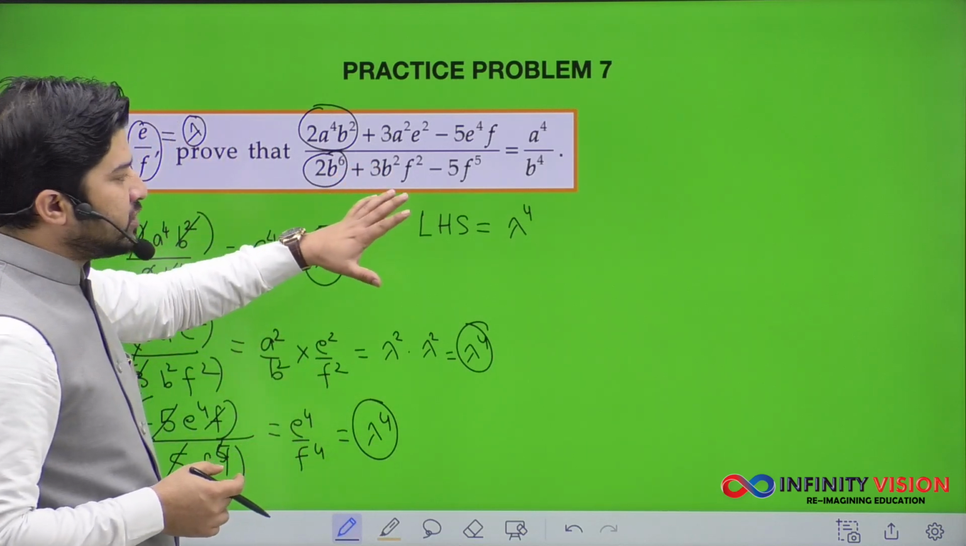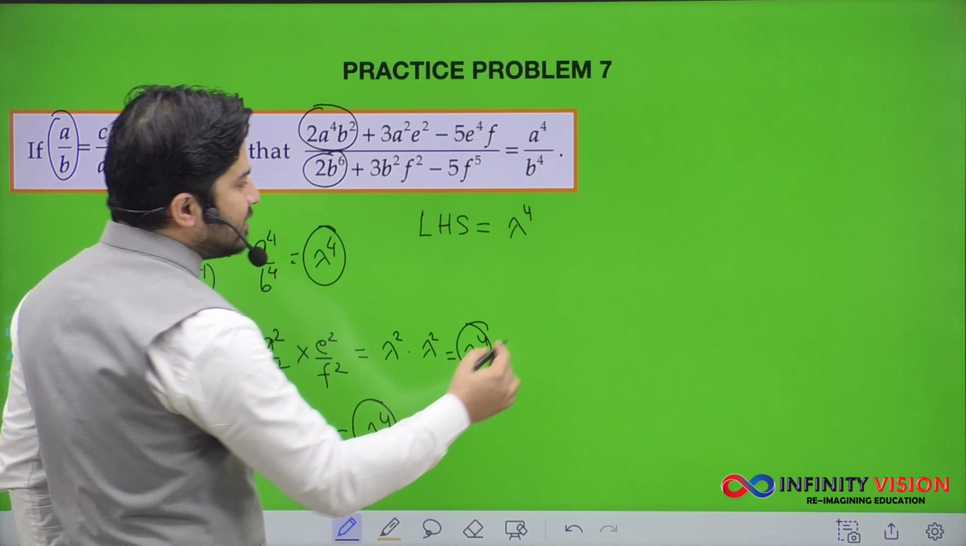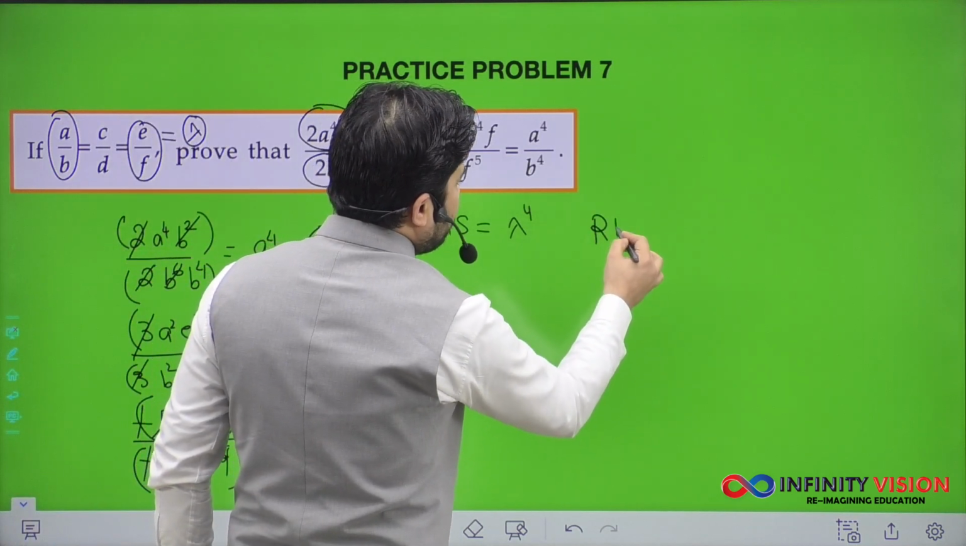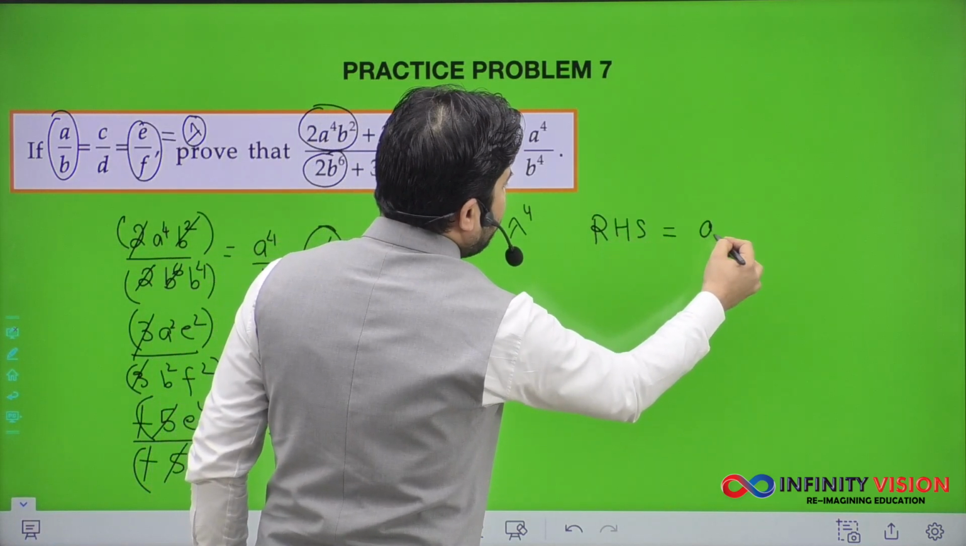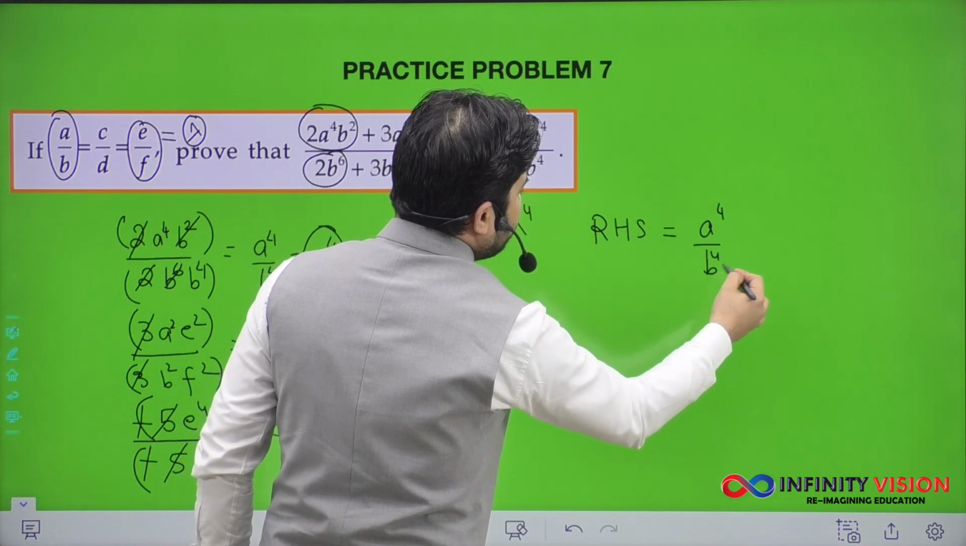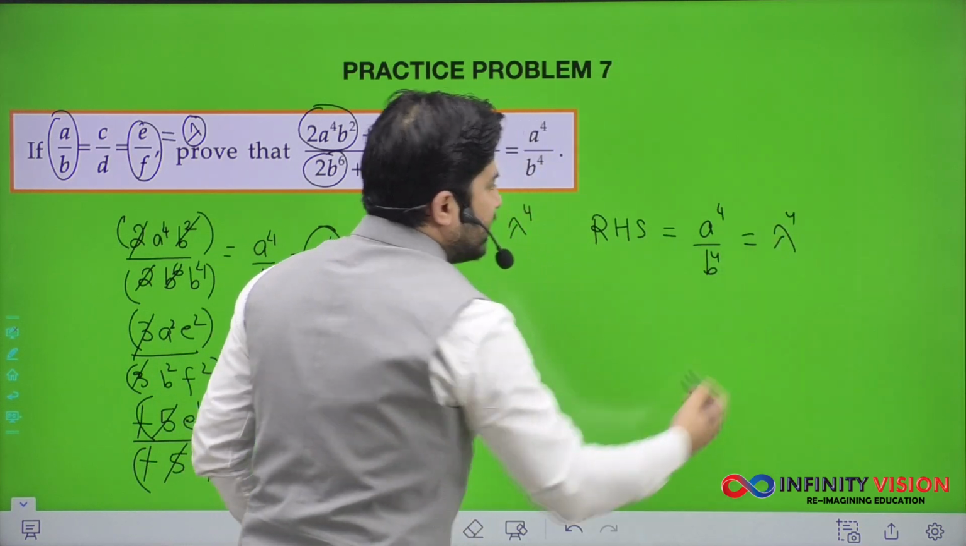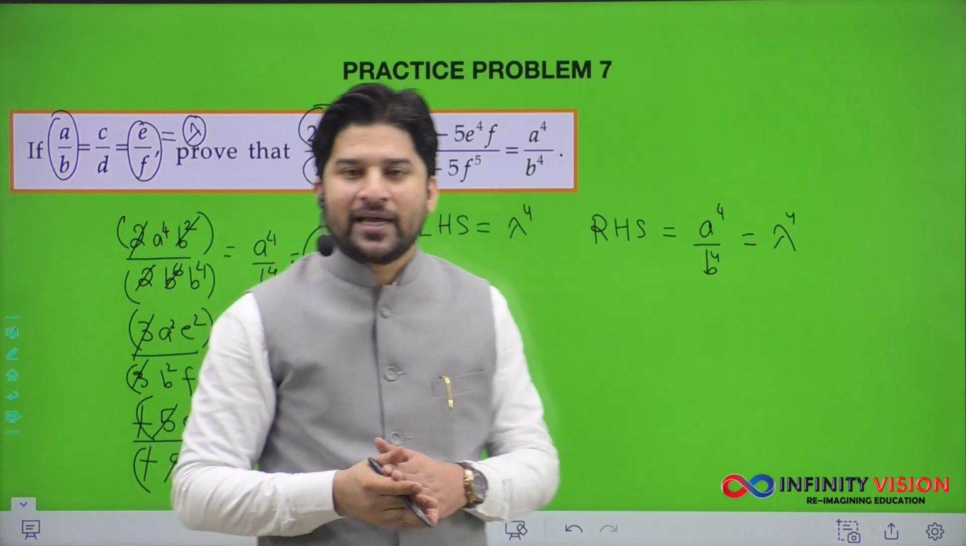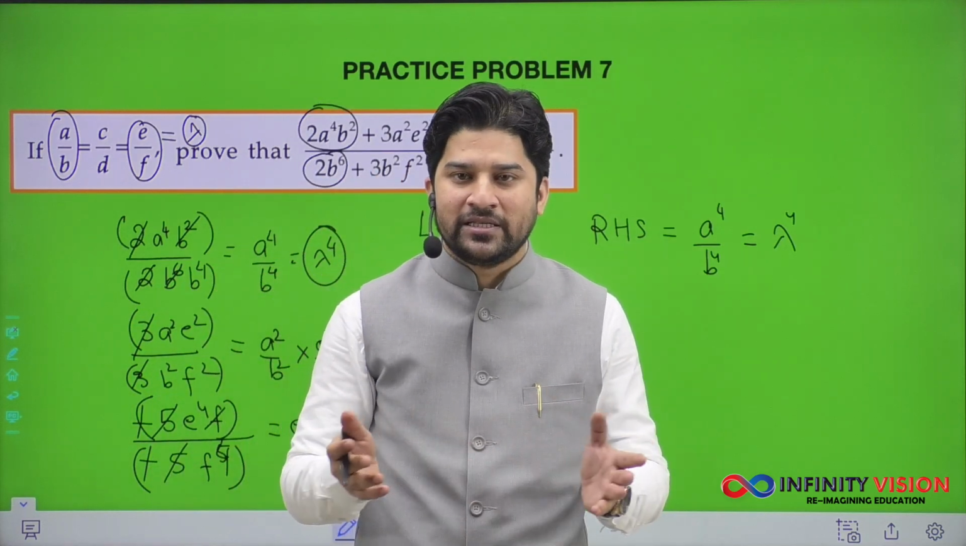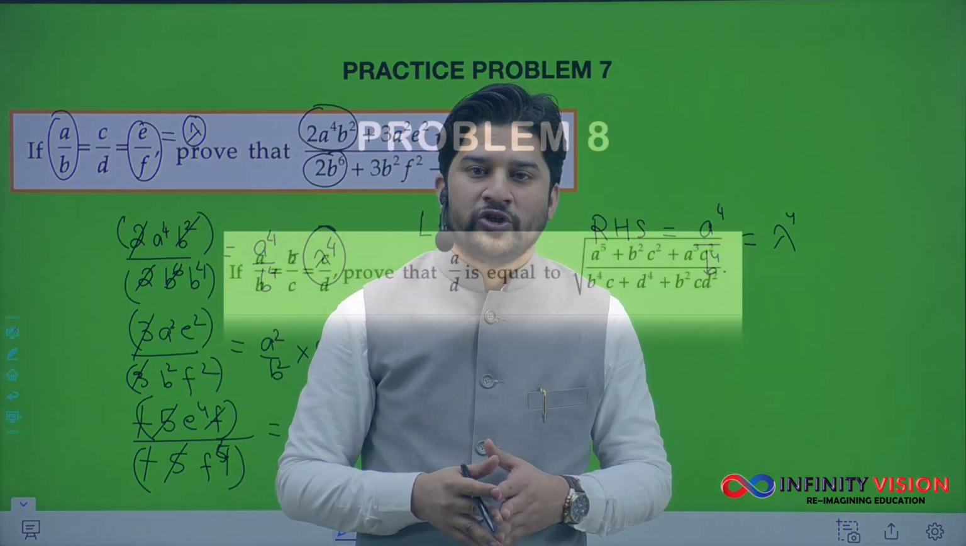Now we need to see what exactly we have in the right hand side, and when you focus on the right hand side you got a to the power 4 upon b to the power 4, which is nothing but lambda to the power 4. Hence we can say that left hand side is equivalent to right hand side, hence this equation is true.